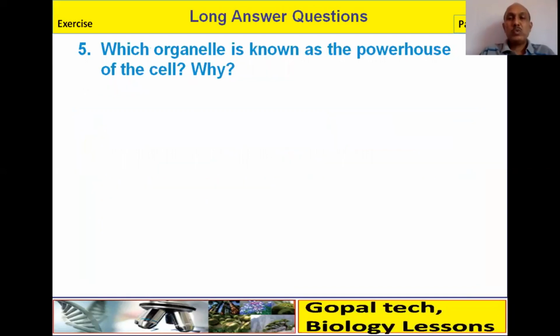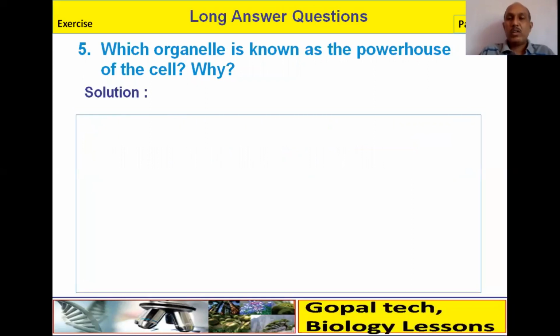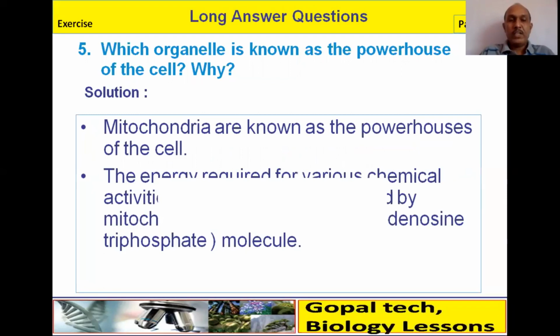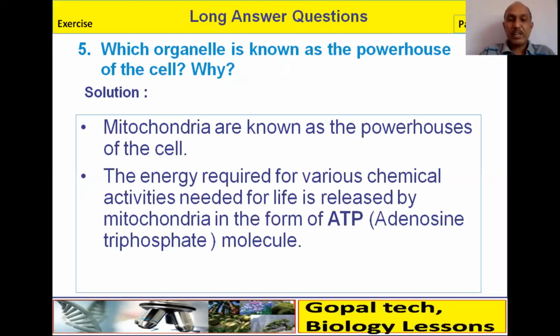Which organelle is known as powerhouse of the cell and why? Mitochondria are known as powerhouse of the cell. The energy required for various chemical activities needed for life is released by mitochondria in the form of ATP, adenosine triphosphate molecule. इसीलिए it is called powerhouse.